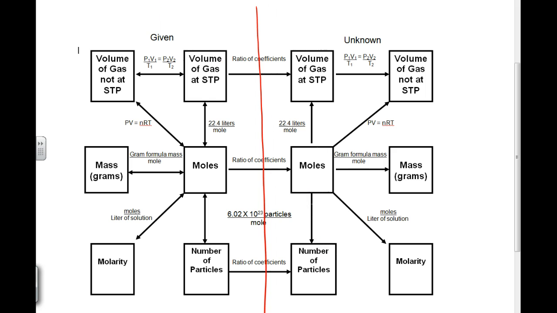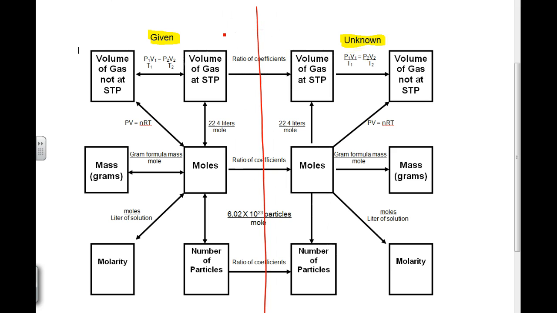Then I want you to notice, I'm going to highlight these. On the left side is my given, and on my right side is my unknown. Now, I had you draw this line because I want you to always cross that line. Alright? We have not finished unless we've gone from our given to our unknown. We have to make sure and always cross that line.